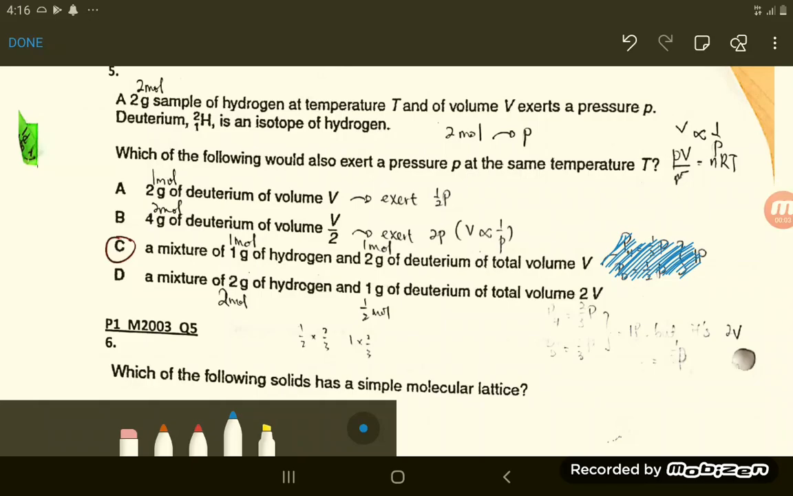Okay, let's look at question 5 right now. This one is the most asked question by you guys. About 8 of you asked me about this question. Now, look at this question.